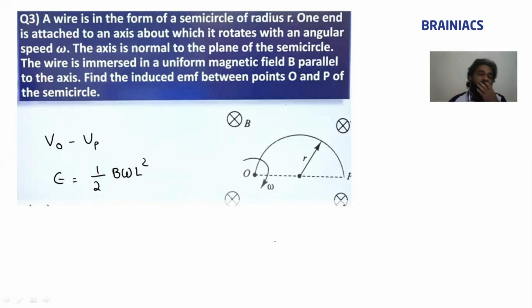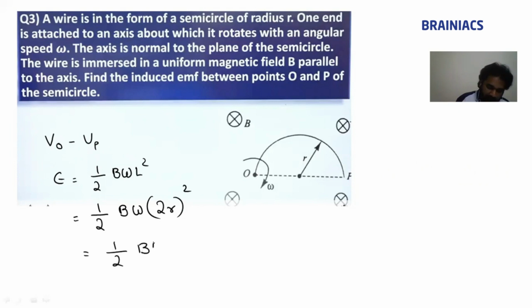So here, we are always interested in the displacement. That is actually a vector, and from that only this formula came. So we are interested in the displacement. So half B omega (2R) the whole square, half B omega 4R square. The 2 will be cancelled off. We will be getting 2B omega R square.